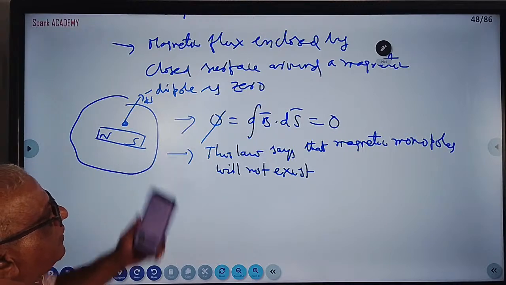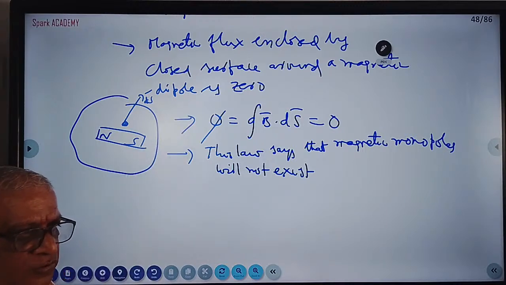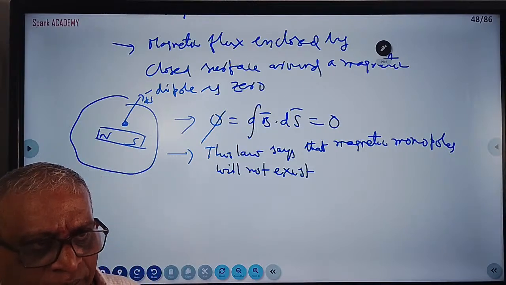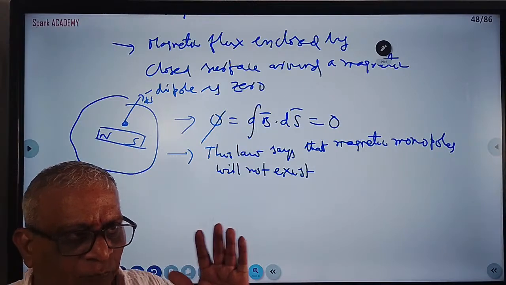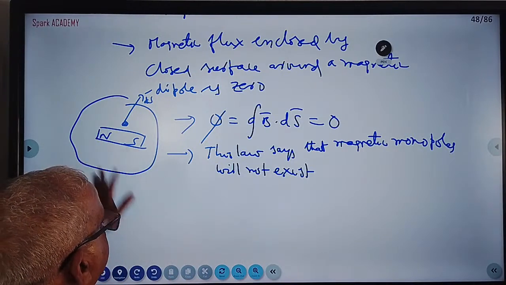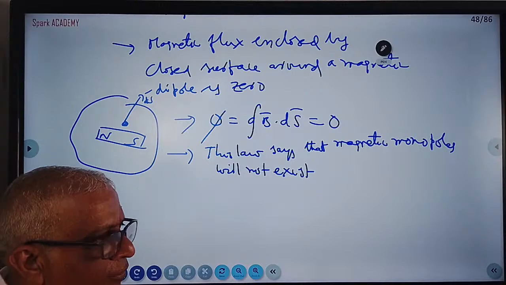This law particularly tells that charges, positive charge is separated. You can separate positive charge, you can separate negative charge. You will learn in electrostatics, positive charge is separate, negative charge is separate. Lines of force you will draw, but you cannot draw lines of force around the bar magnet, you can study that.